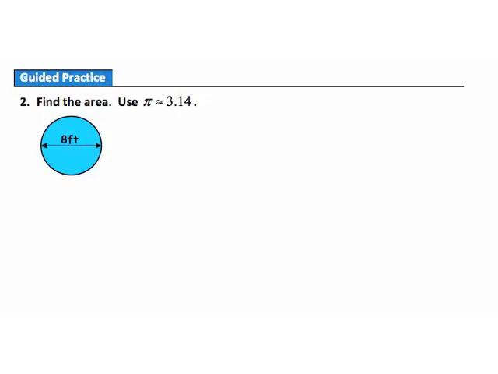Question 2. Find the area. Use pi equal to 3.14. Let's take a look at our circle here. They're telling us this is 8 feet, but this is actually the diameter of the circle. And our area formula for a circle is this: area equals pi times radius squared. So we need to get the radius in order to use this formula.